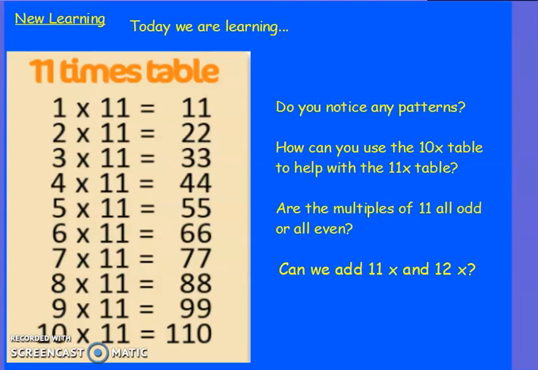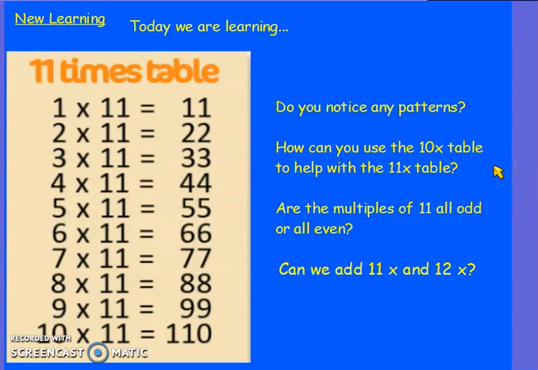The first question asks, do you notice any patterns in the 11 times table? When you look down the multiples, you'll notice that up to 9 times 11, both digits in the number are the same. That's really helpful when trying to remember the 11 times table.